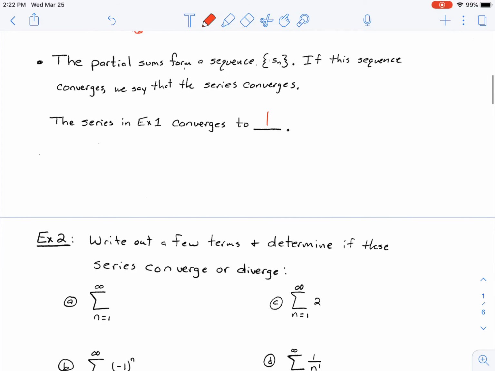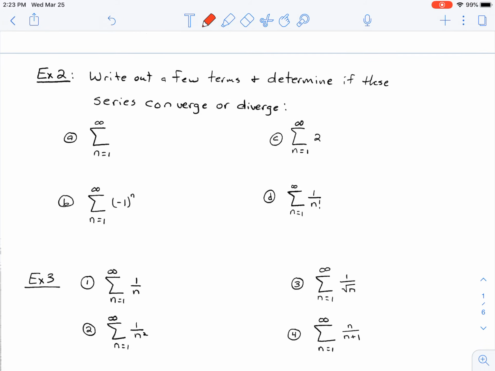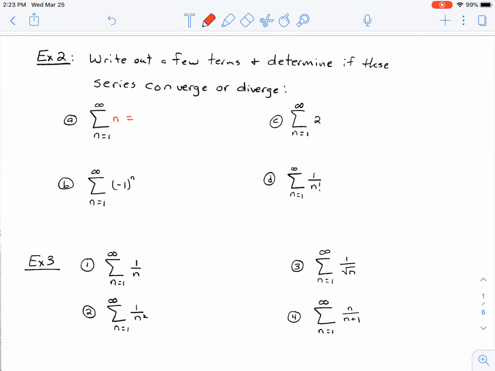All right, let's look at a few more and determine if they converge or diverge. So this example 2, number 1 here, I forgot to put the formula in there. So let's just put n for my function. Notice down here I'm using n for my index instead of i. It doesn't really matter which variable you use. So this would be the series 1 plus 2 plus 3.